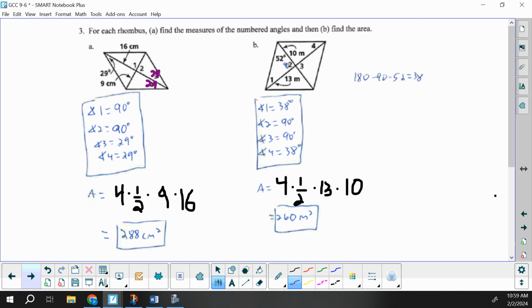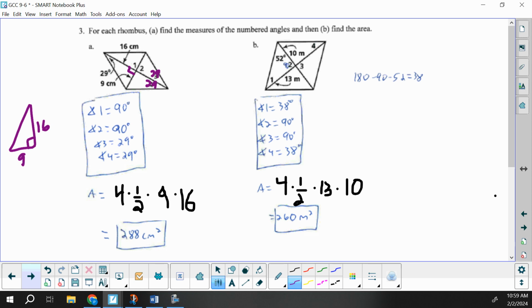For your area, there's really 4 triangles there. We've got right angles where they cross, so you have 9 and you have 16 essentially. So you have 1/2 9 times 16, and then just multiply it by 4 to get the area of that triangle.